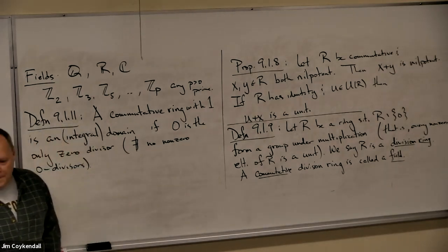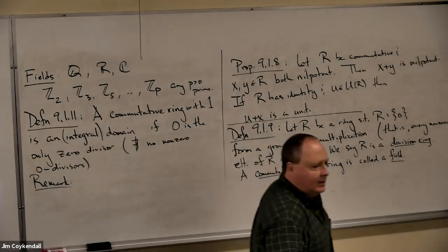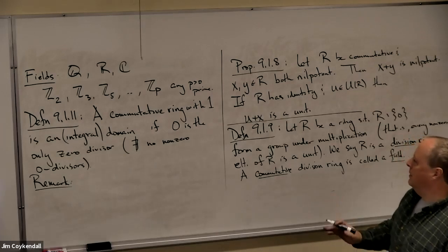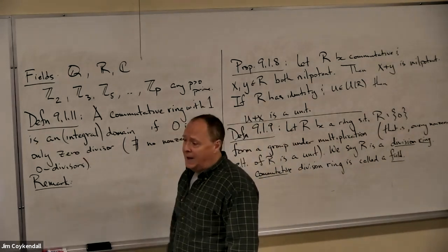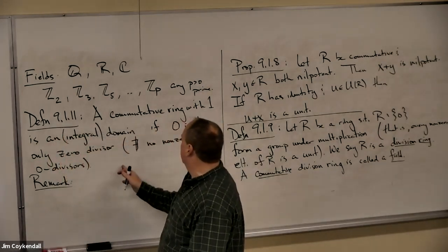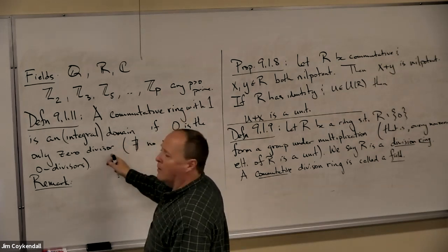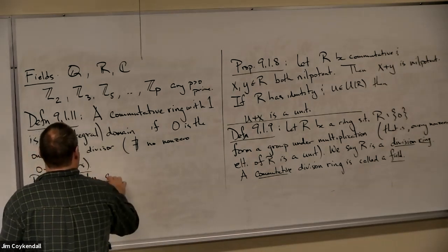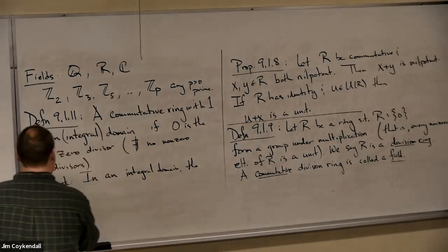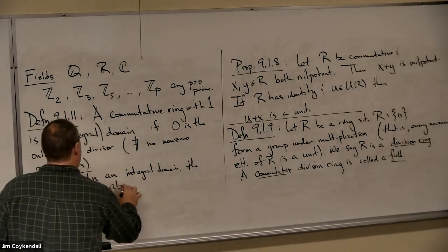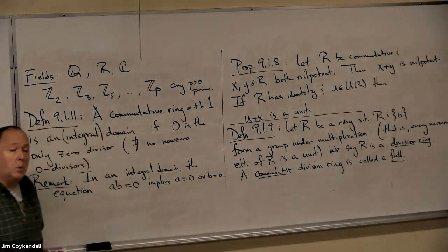Now, let me make this remark. Why do I care about these rings? Of course, zero divisors seem a little weird, when you can take something that's not zero and multiply by something else that's not zero and get zero. We've seen that happen when you multiply matrices in linear algebra. But what's the important thing about integral domains? Well, commutative with one, so it's easy to do computations with. When zero is the only zero divisor, in an integral domain, the equation AB equals zero implies A equals zero or B equals zero. This is the important thing about integral domains.